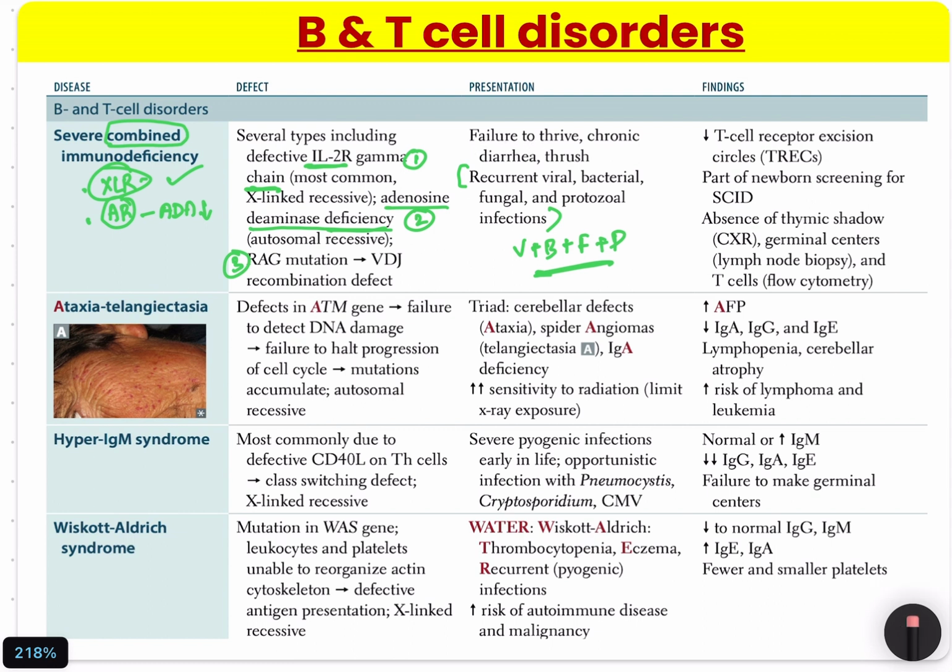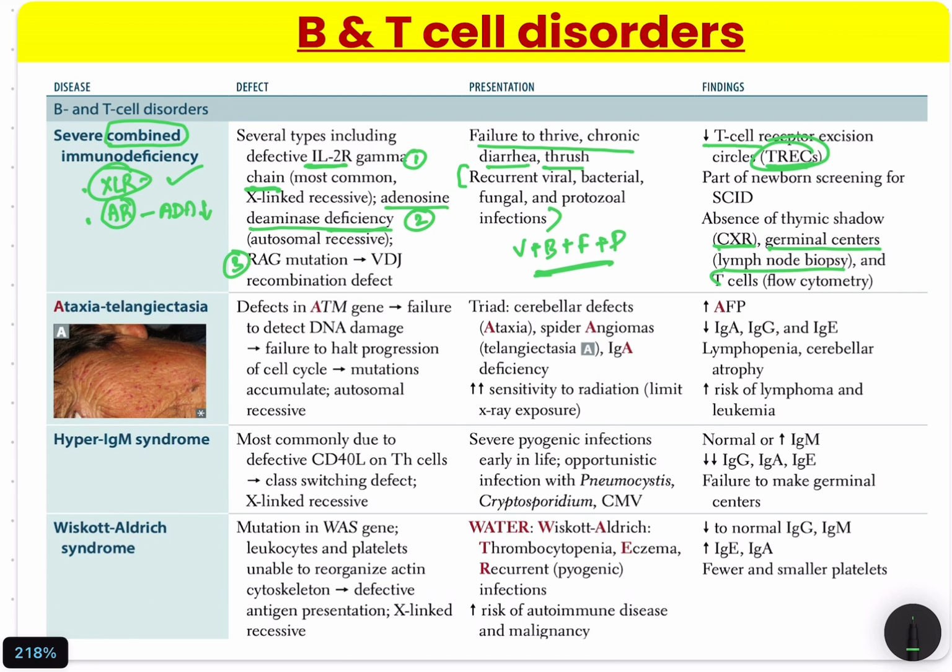The history will be there, that is failure to thrive, chronic diarrhea and thrush. Now you see that there is a defect in the T and B cells. So the patient is having decreased T cell receptor excision circles, that is TRECs. You have to remember this one. The patient will also be having absent thymic shadow like DiGeorge, as also absent germinal centers. So if you do lymph node biopsy and you put the pan T cell marker, that is CD3, you will see that the T cells are less.